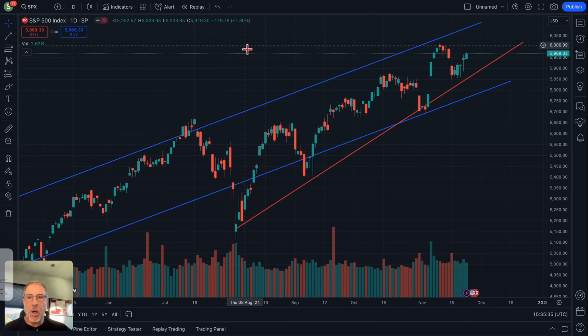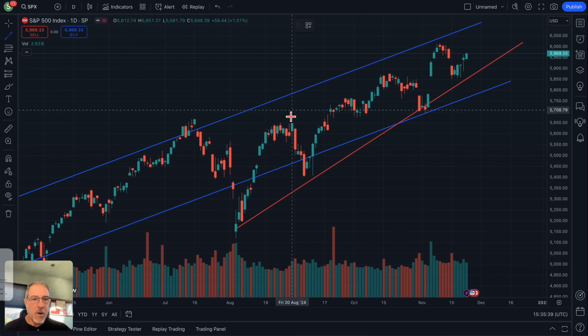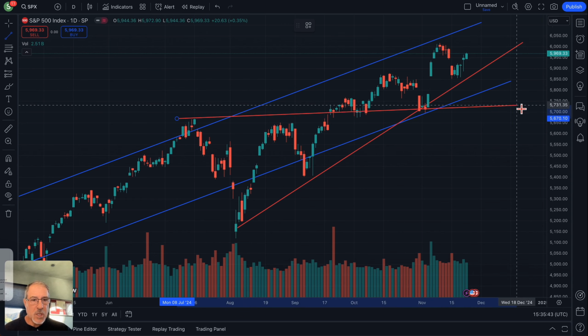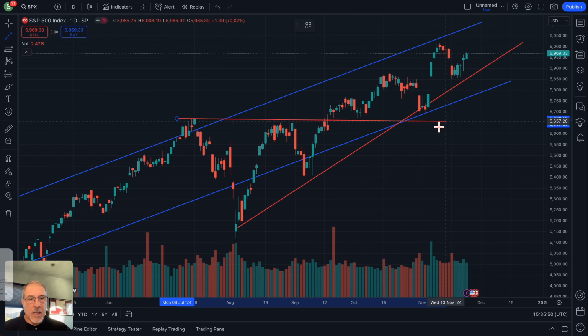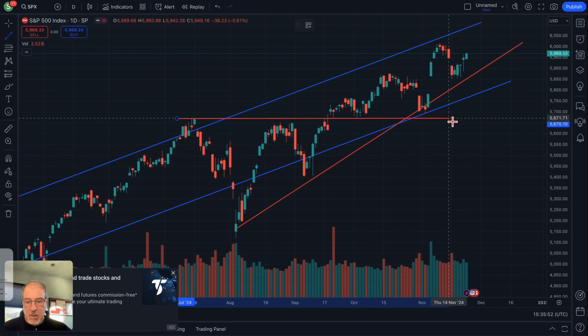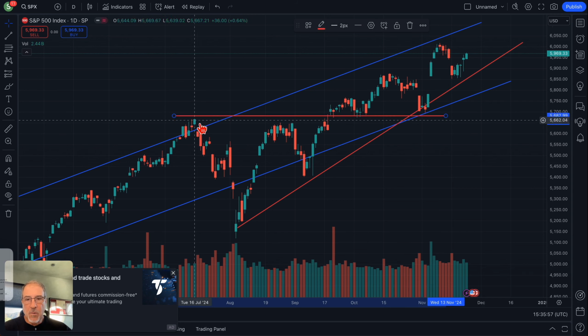And then I will also put in a couple of horizontal lines here at various points. This is a perfect example here. If I hold down the shift key, this goes to a flat line. We can see that this had been prior resistance here, blew through, then it became support, came back to support, came back to support.